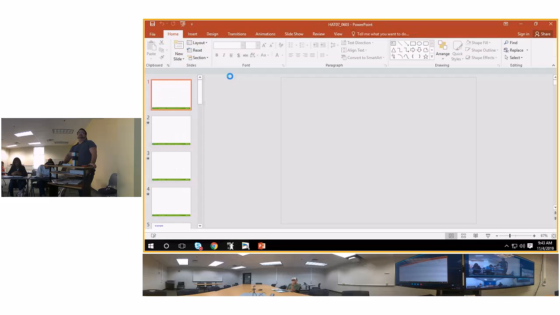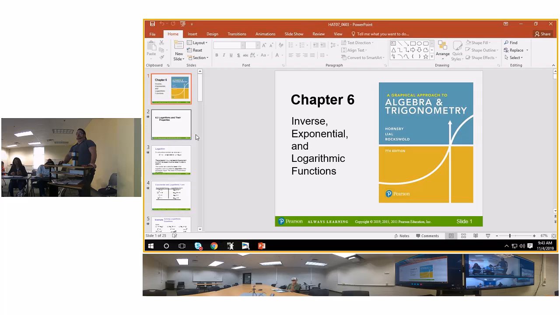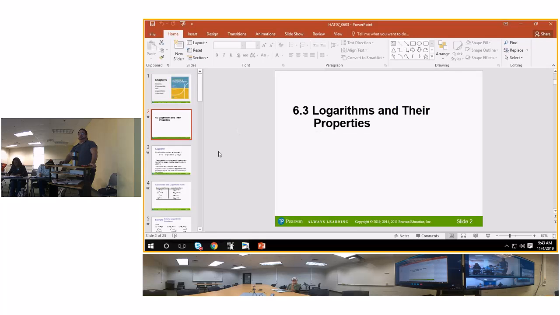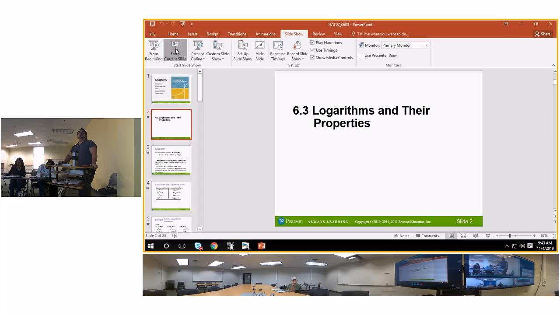Yeah. Good idea. 6.3, inverse exponential and logarithms. Here we go. We're fixing to get into logarithms. And y'all should be on 6.2 homework right now, for those that's putting it off to the last minute. All right, so here we go.